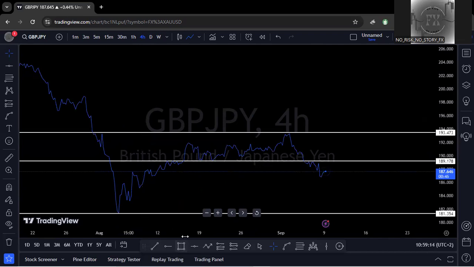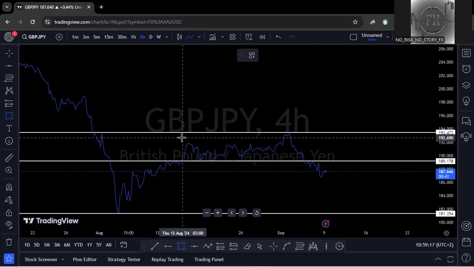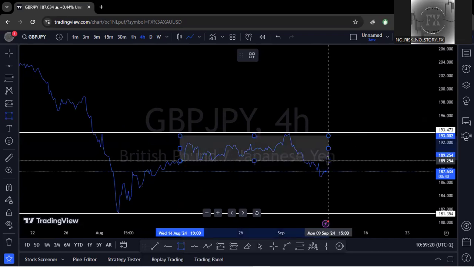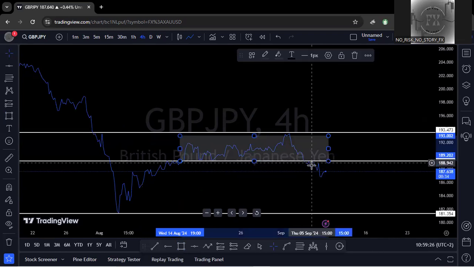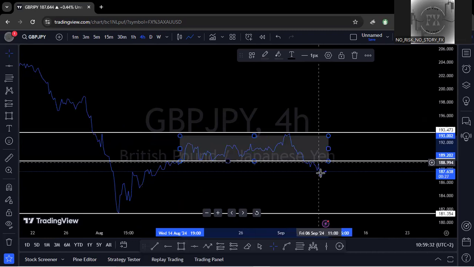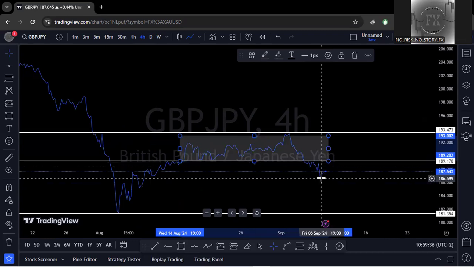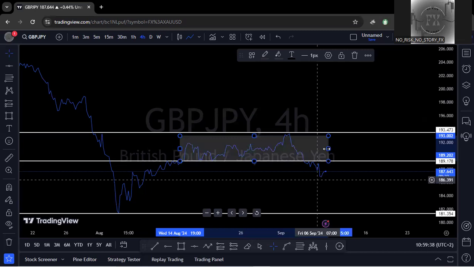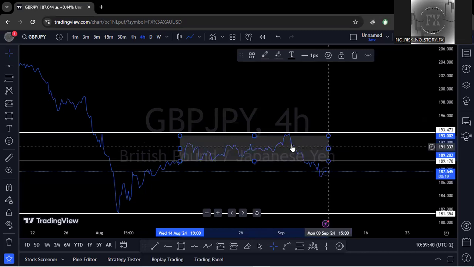As you can see, GBPJPY has been stuck in this consolidation for the longest time now, and we just recently broke out of that consolidation, retested, and now we are pushing down. Obviously, we're pushing down. So this market has been stuck in this consolidation.